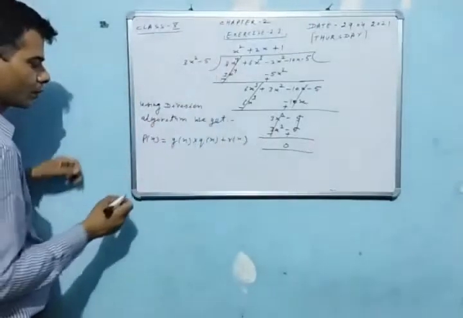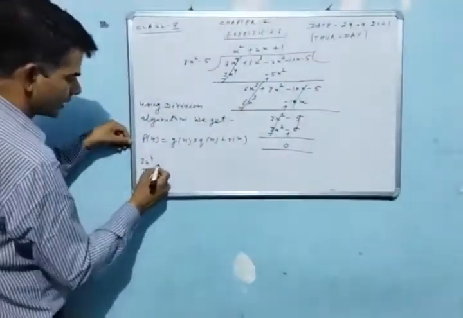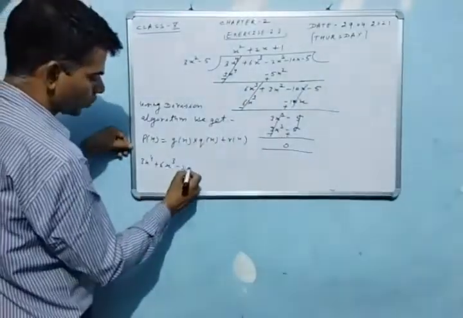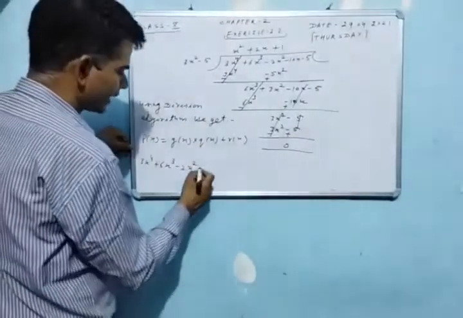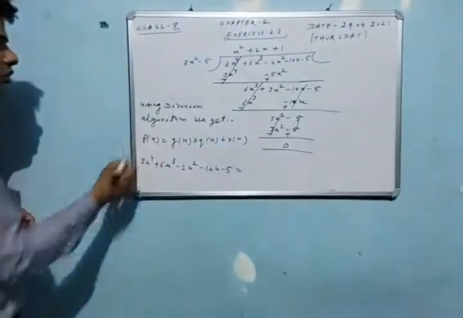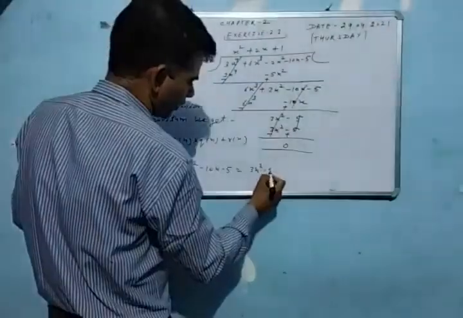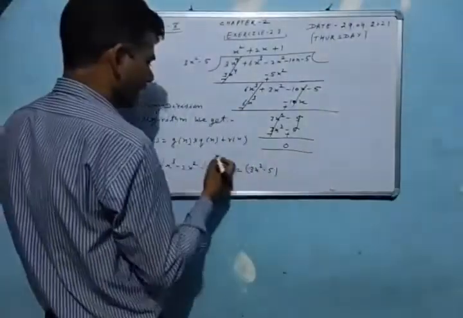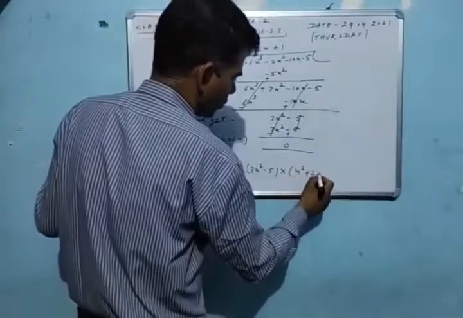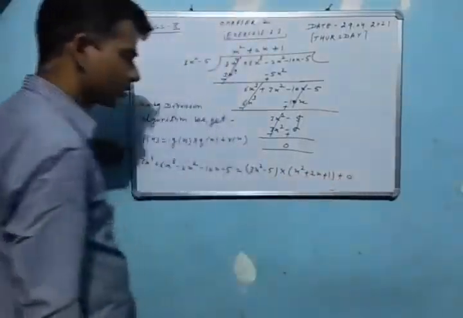Now student, what is your p of x? That is 3x raised to power 4 plus 6x cube minus 2x square minus 10x minus 5. Now student, what is g of x? G of x is 3x square minus 5 and q of x is x square plus 2x plus 1 and your r of x is 0.